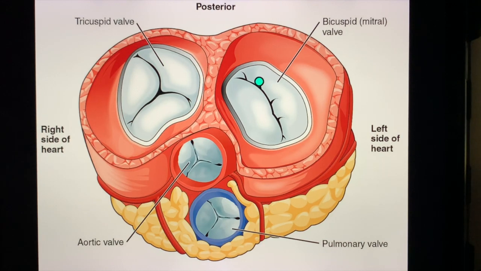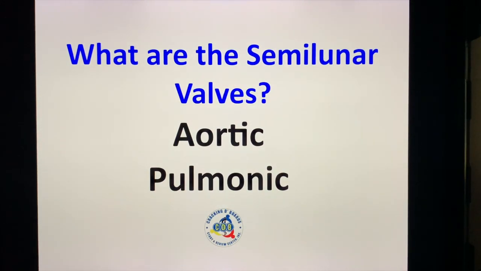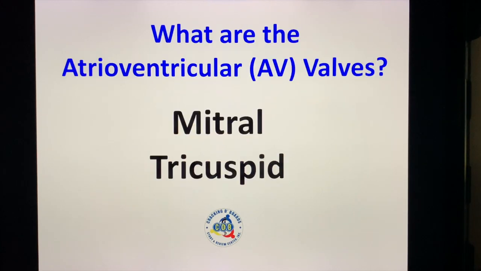Please don't forget mitral valve, tricuspid valve. These are your AV valves, the atrioventricular valves. While the pulmonary and the aortic valves, these are your semilunar valves. So what are the semilunar valves? Bring this with you to the exam. We have the semilunar valves, SAP: aortic and pulmonic valves. Now, what are the AV valves? This is ATM: tricuspid and mitral valves.